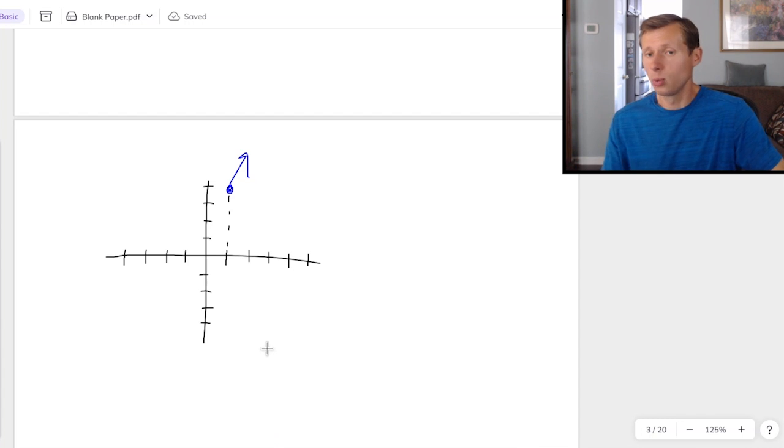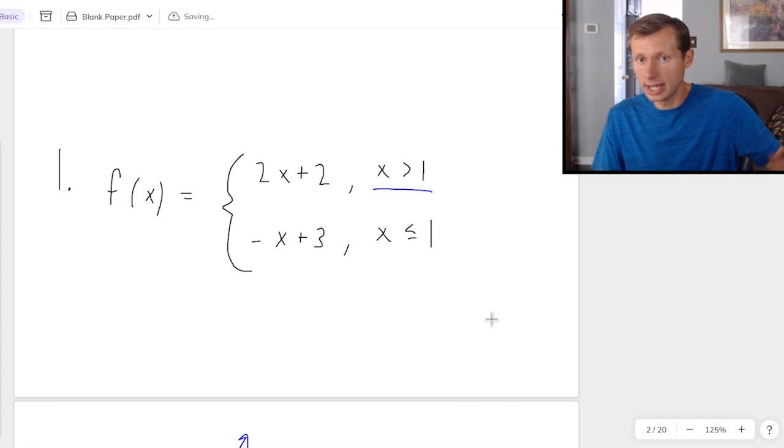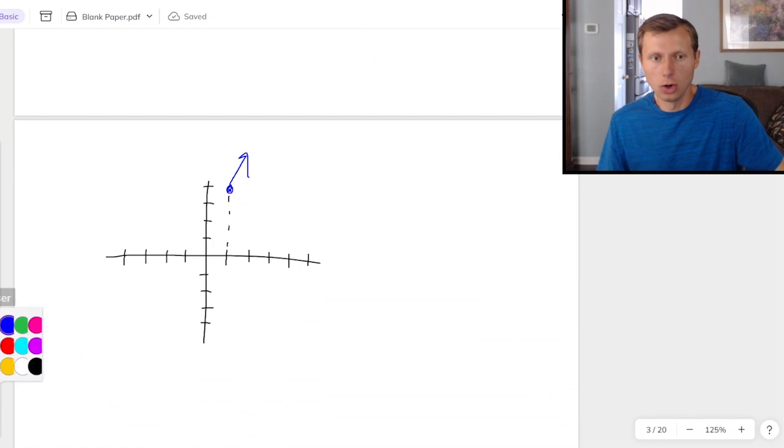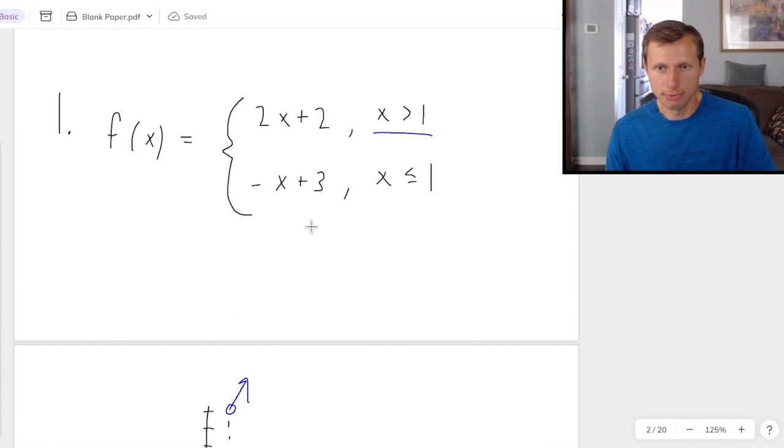Now one more thing worth mentioning, this is super important. When it says x is greater than 1, when it says greater than or less than, in other words, no equal to sign, that is when the graph gets an open circle at that point. Basically, open circles, which look like this, are when you're missing the equal sign. The closed circle is when we do have the equal sign, which is going to be for the second function, negative x plus 3. So now I just have to graph negative x plus 3.